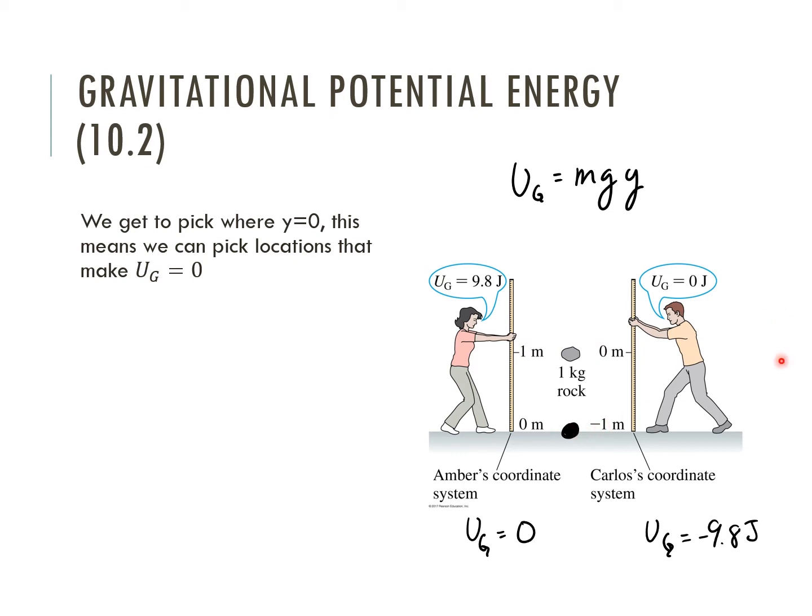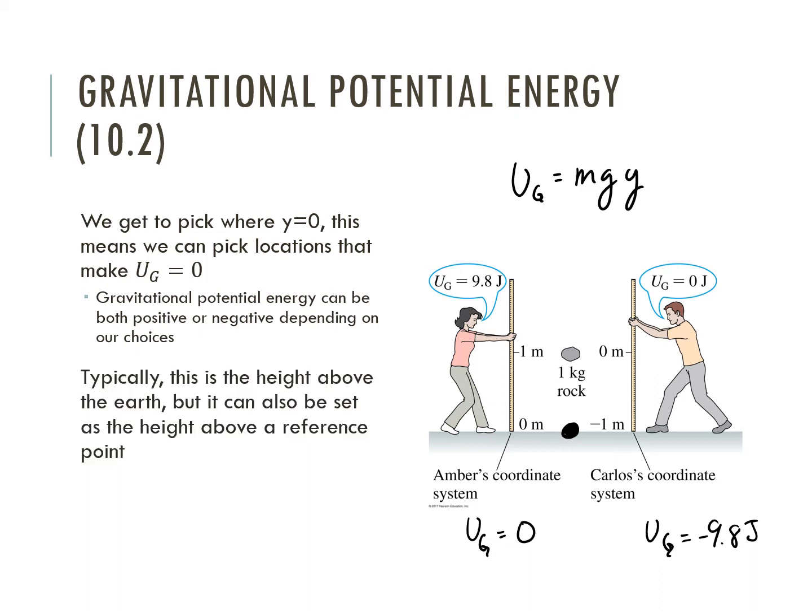So when we do examples with conservation of energy, which we'll get to again on Wednesday, we'll talk about how to choose smart y is equal to 0 values. But typically, gravitational potential energy is positive or negative depending on what you're picking. A lot of people don't like dealing with negative numbers, so you choose a y is equal to 0 value such that you don't have to deal with a negative value.